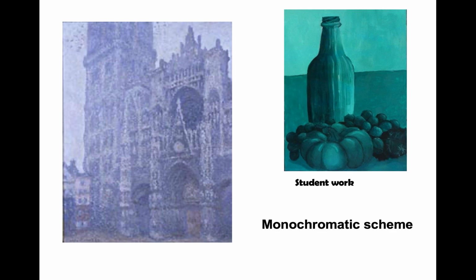And there are pros and cons to all of these color schemes. So the pros are that, once again, this feels very unified and harmonious. It is effective for establishing a mood. The cons are that it can be dull because of the lack of variation, and therefore you can lose the interest of the viewer. But monochromatic does have its place. So here we see on the left that Monet's cathedral here is all based on a purple, and over here we are working with tints and shades of student work here in turquoise.